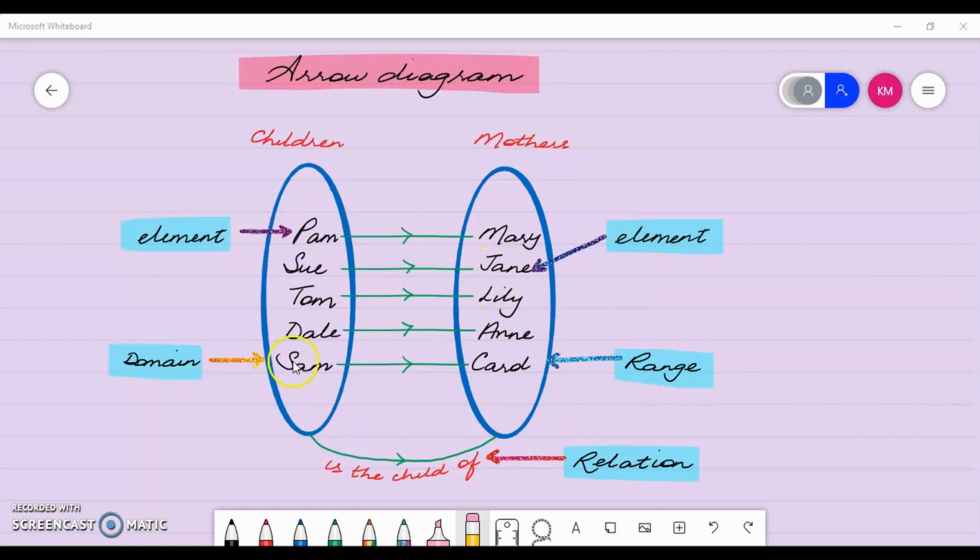So how do I go about interpreting this arrow diagram? It is read as Pam is the child of Mary. Sue is the child of Jean. Tom is the child of Lily, etc. So these words, is the child of, is called your relation. Your first set is called your domain, and your second set is called your range. Each item in your domain as well as your range is called an element.